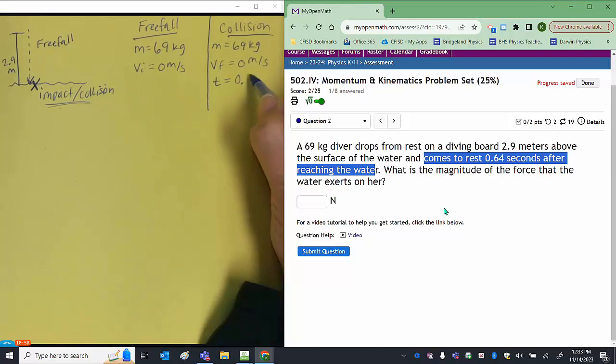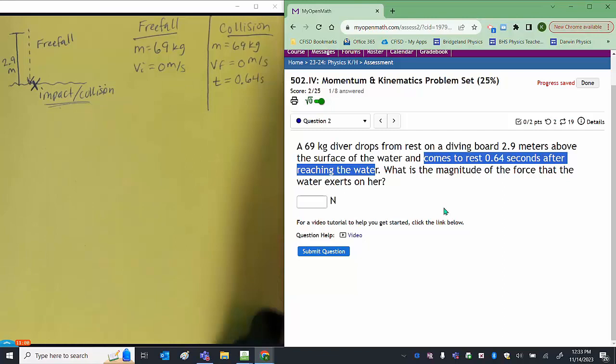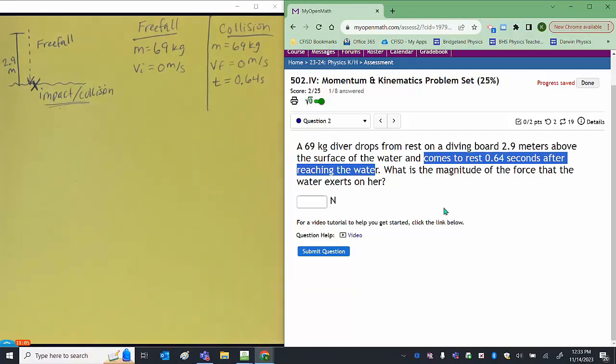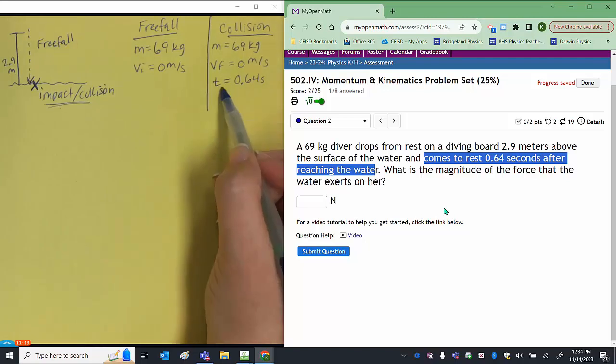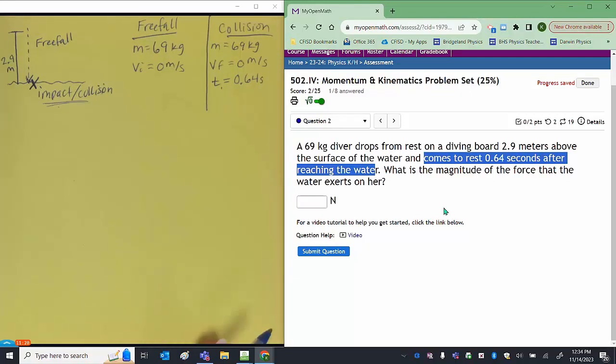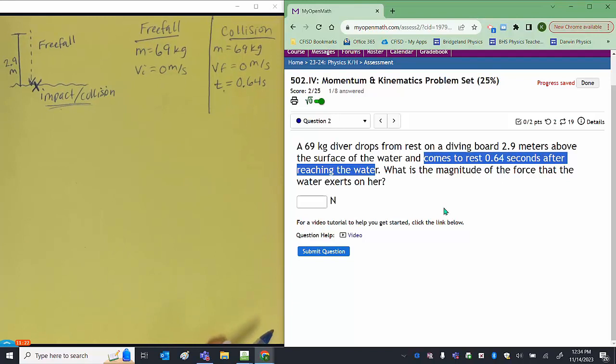And some of you are trying to use that time for the free fall. That is not the time she's in the air. It doesn't say she falls for 0.64 seconds. It doesn't say she's in the air for 0.64 seconds. It says that that's how long it takes her to stop when she hits the water. That time is for the collision, not the free fall section. If you're missing this question, it's probably because of that issue. You have to filter through the information and you have to label it appropriately.